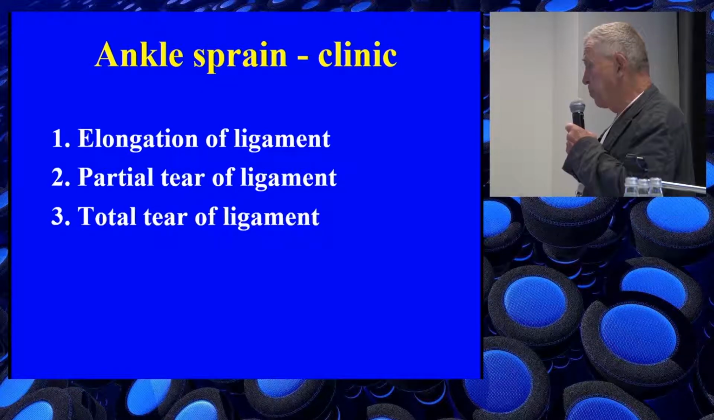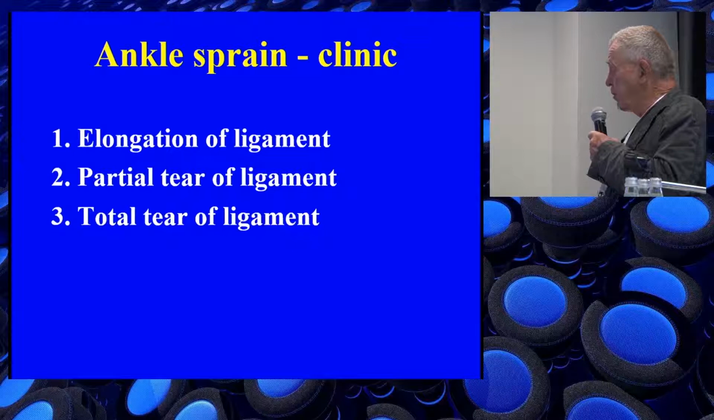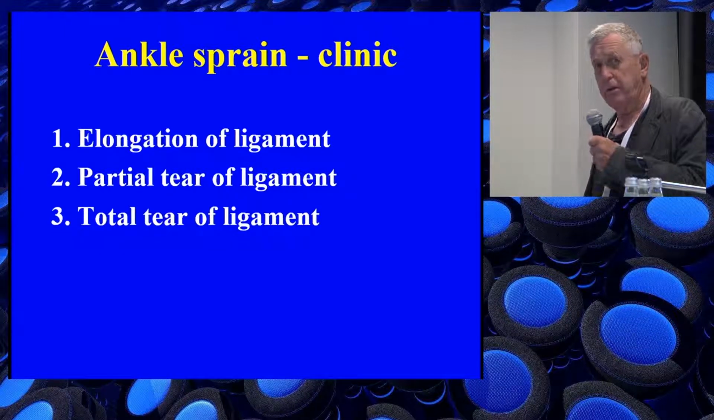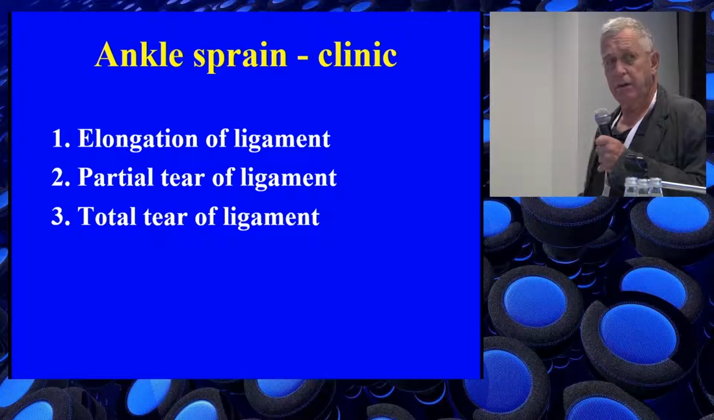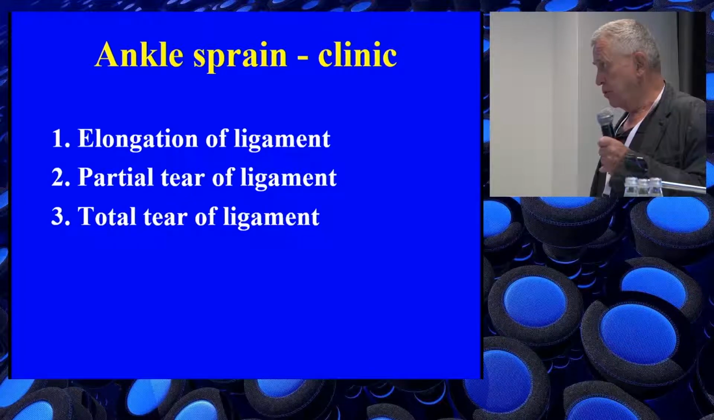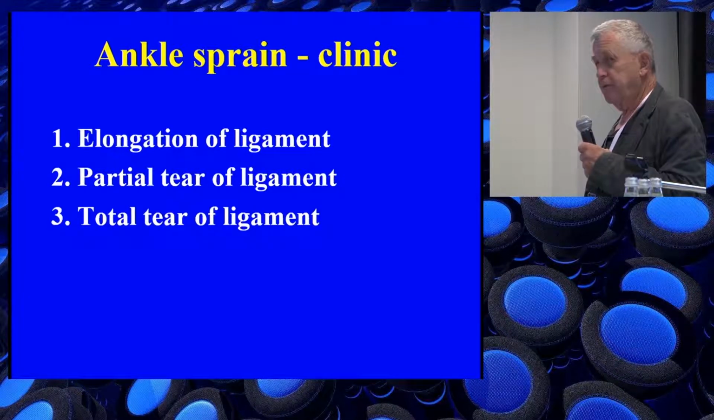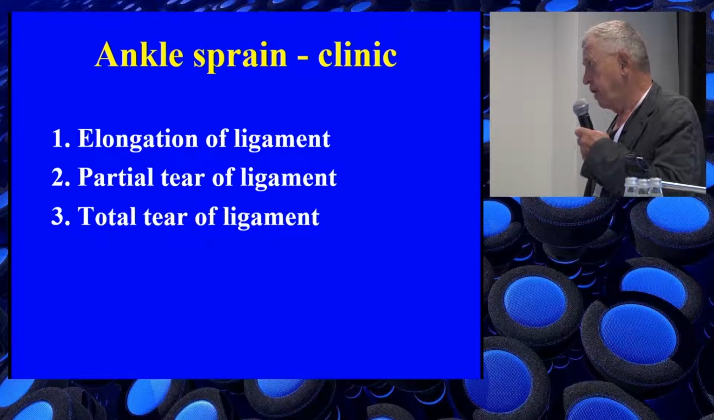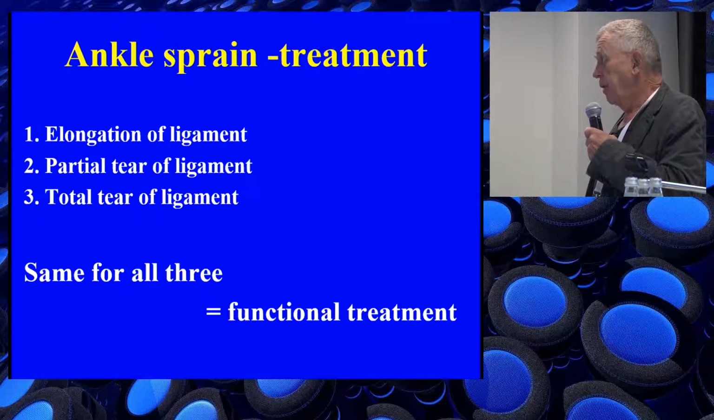And what happens to the ligaments? The first thing that happens to a ligament is an elongation of the ligament, no tear, but an elongation of the fibers. After that, when the force goes on, there will be a partial tear of the ligament, and if the force is big enough, there will be a total tear of the ligament.